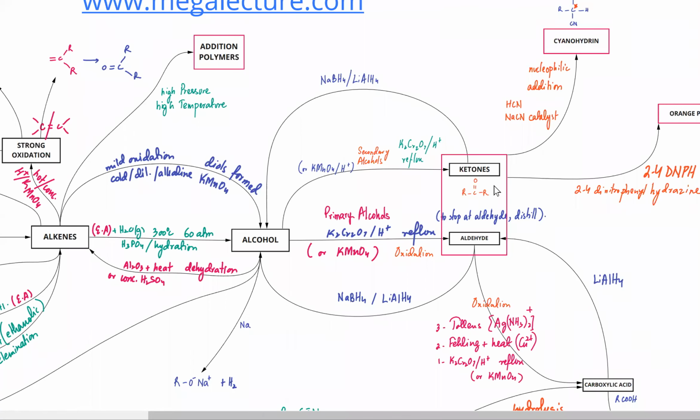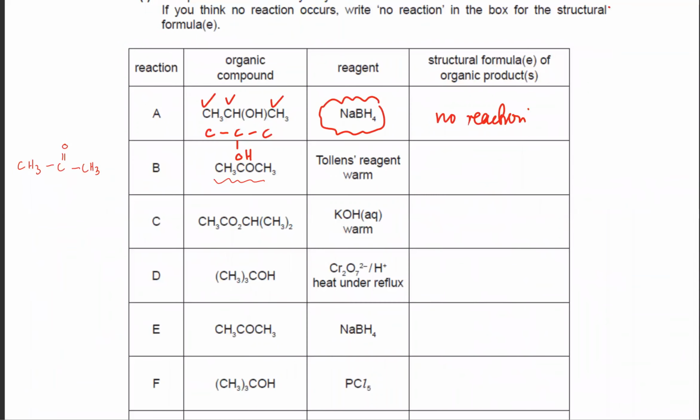Not ketones. Ketones don't have any further oxidation. They do have a reaction and form cyanohydrins, but that's a reaction with both aldehydes and ketones. So there's no further oxidation for a ketone. The reactions basically stop at ketones. So again, this one over here, there's not going to be any reaction. Is this clear? Clear, Alicia? Anna, is this clear, Nabila? Yes.